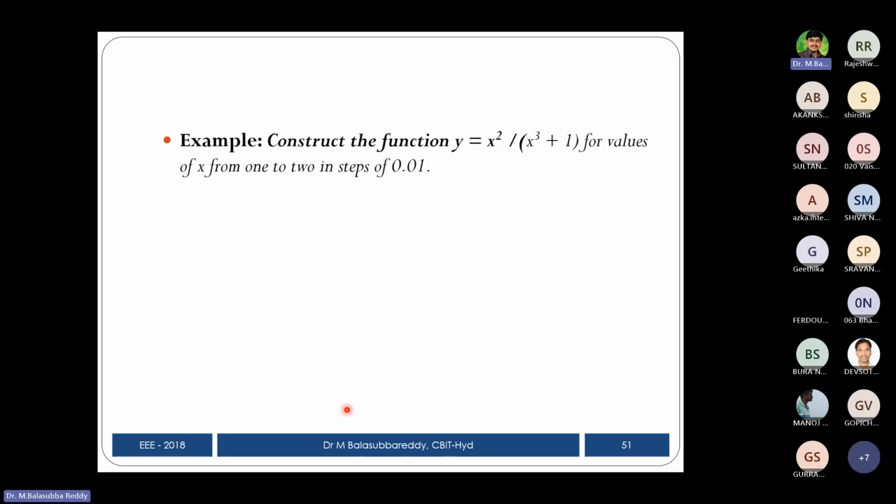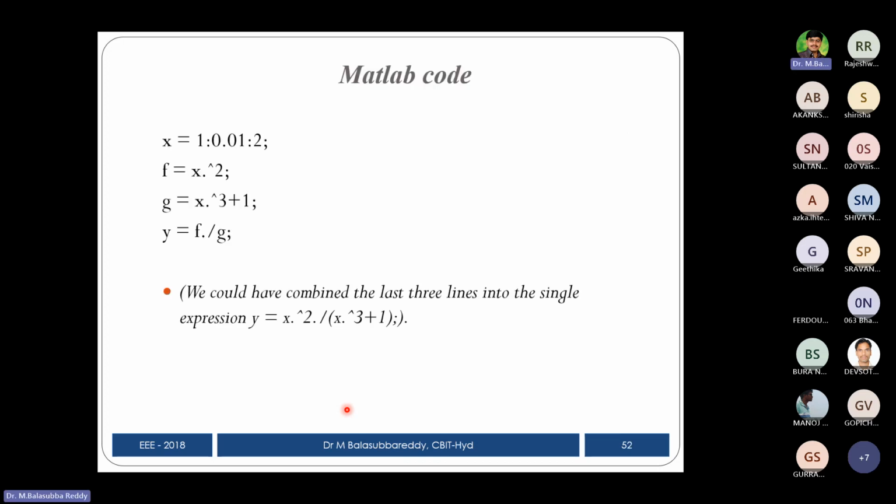Similarly, here is some more example I'm showing. Here what they ask is 1 to 2, step of 0.01. What is the x now? x is equal to 1 colon 0.01 colon 2. Then we can write the y. This is the way we can write the code directly.